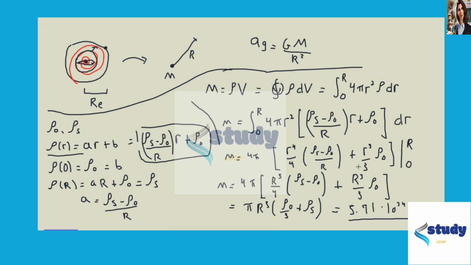And then finally we can take that mass and plug it into our expression for the acceleration on the surface of the planet. And we finally get that that is 9.36 meters per second squared. And so there is our real answer.